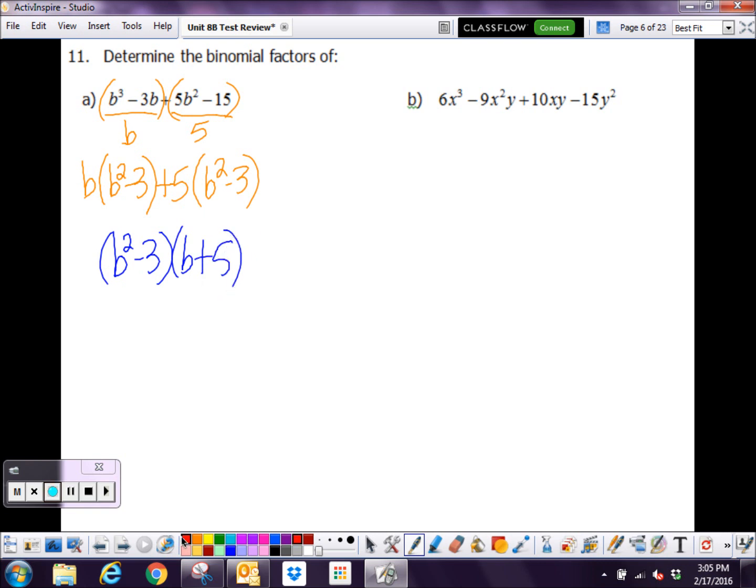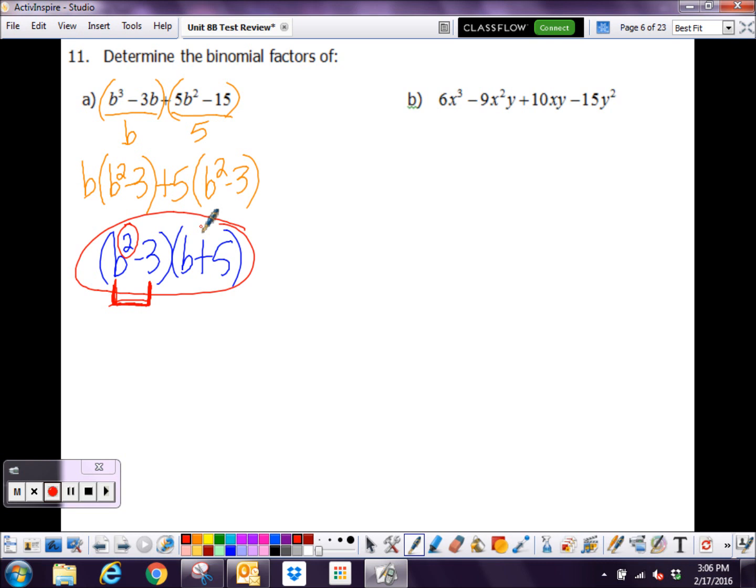Now here's what you have to be careful of. Notice we still have this squared. You would still now need to look at this binomial and make sure that it's not a difference of squares. So looking at b squared minus 3, is that a difference of squares? Well, b squared is a perfect square. It is a difference, but 3 is not a perfect square, so this is your final answer.